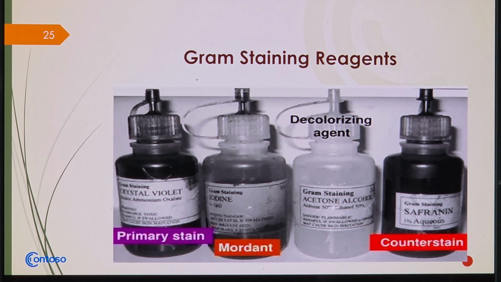So these are the different types of stains which are used in the microbiology laboratory. First is the crystal violet, which is the primary stain. Second is the gram iodine, which is used as mordant. The decolorizing agent is mainly acetone alcohol, and the counterstain is safranin.